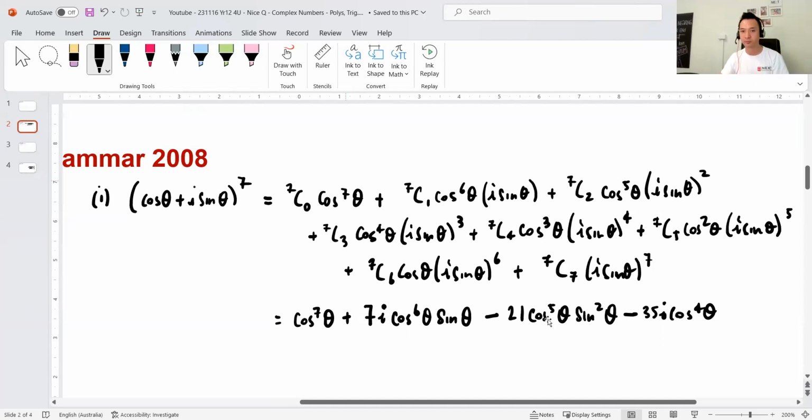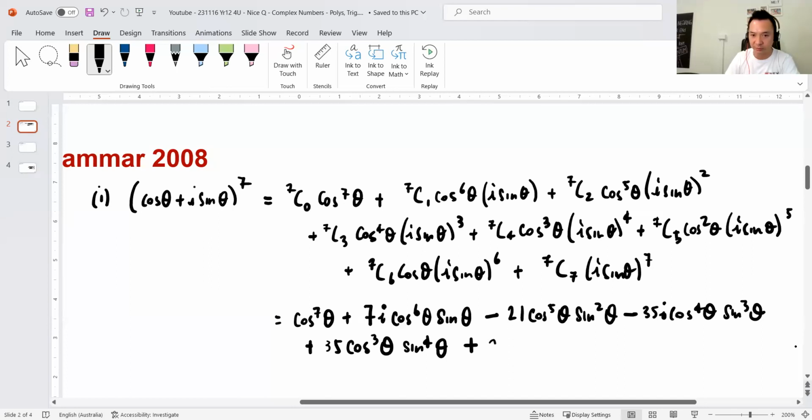35i, right? Because it's i cubed, so sine cubed, and then it becomes positive again because it's power of 4. And that's another 35 because it's symmetrical, combinatorics are. Right, sine 4 theta, and then plus, but there's an i in front. And 7c5 is 21 again, i cos squared. Very easy to make a silly mistake, isn't it? Just be really careful if you're in exam.